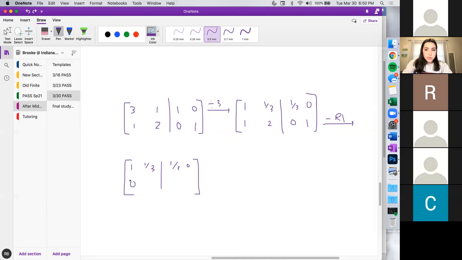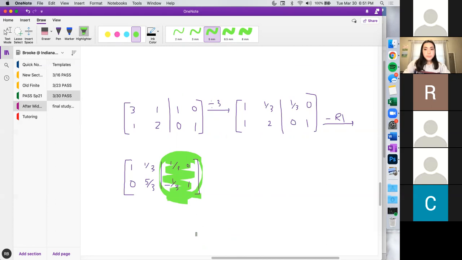So 1 minus 1 is 0. 2 minus 1/3 is going to be 5/3. 0 minus 1/3 is -1/3. 1 minus 0 is 1. And then you keep going until this column also looks like the identity matrix. And what you'll find is that this is going to start turning into other numbers. And those other numbers are its inverse. So these will keep changing until this side, which originally started out as the identity, will become the inverse.